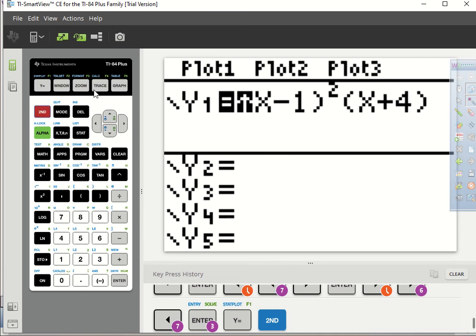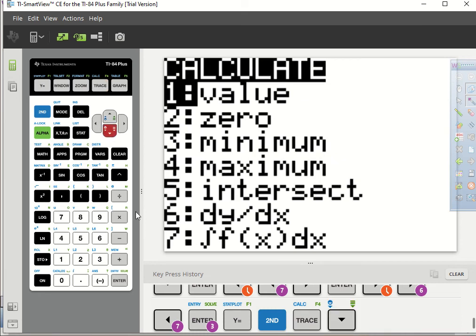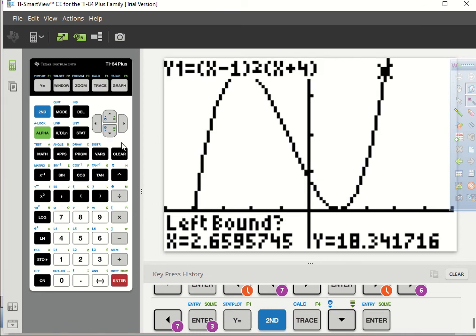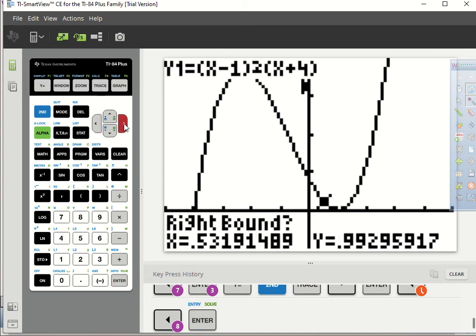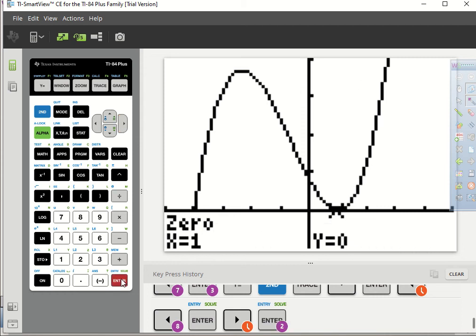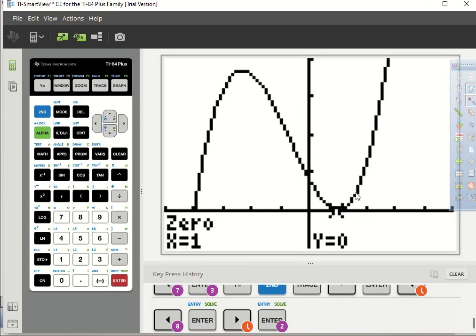Let's see. Second calc, we're going to go to 0. And then we need our left bound. Let's try this. And our right bound. Okay, so you just want to find some equidistant points on each side. Sometimes when you go too high, it doesn't work. So sometimes you have to trial and error.